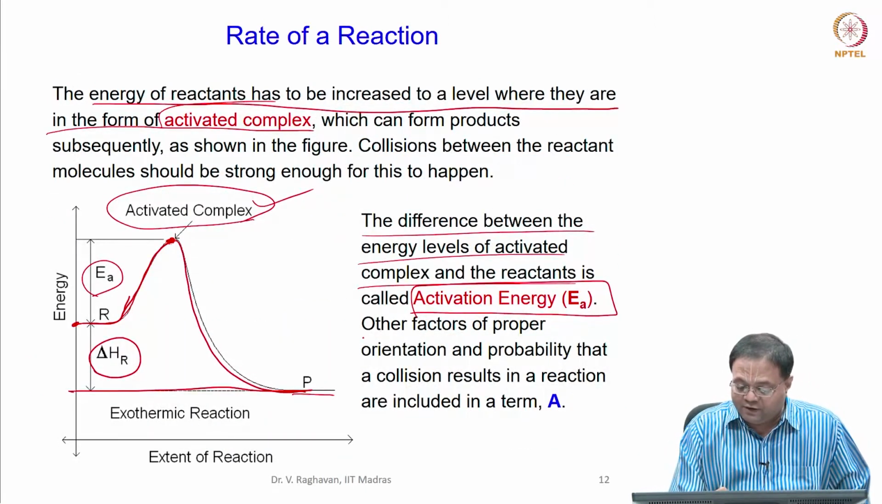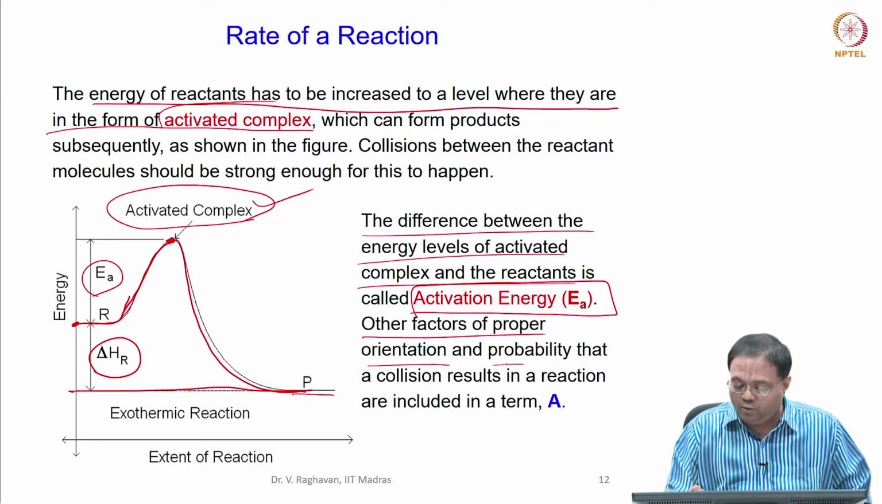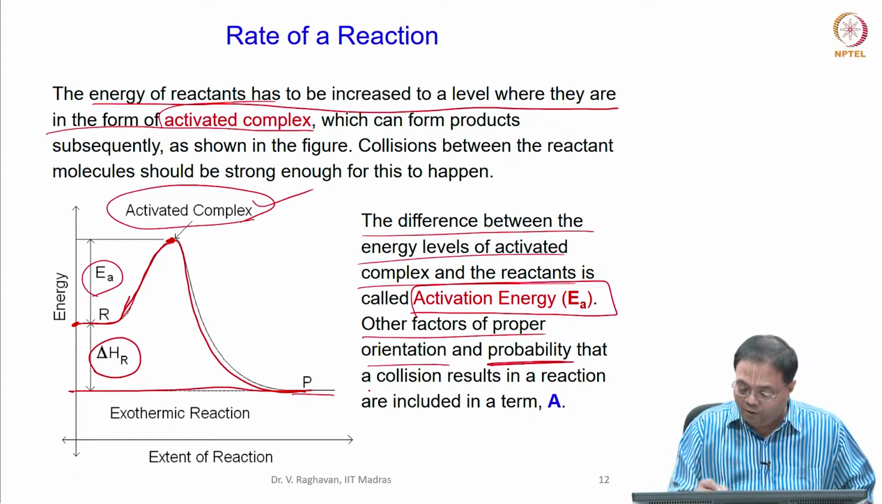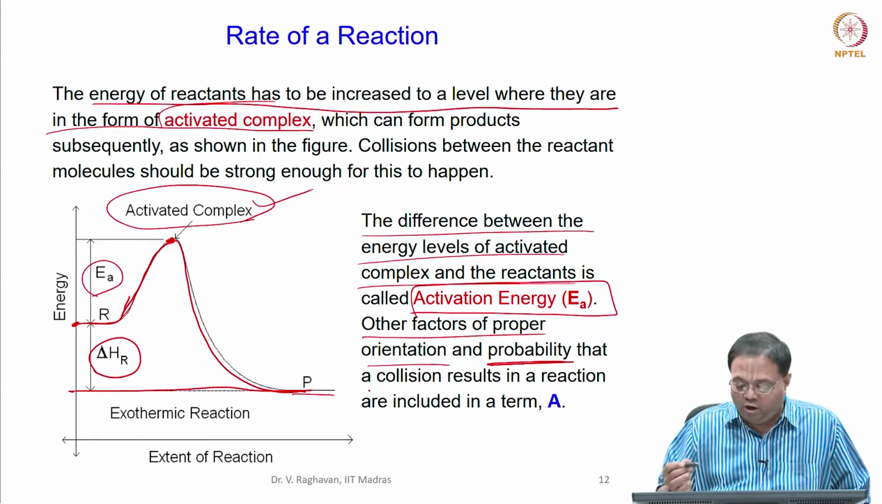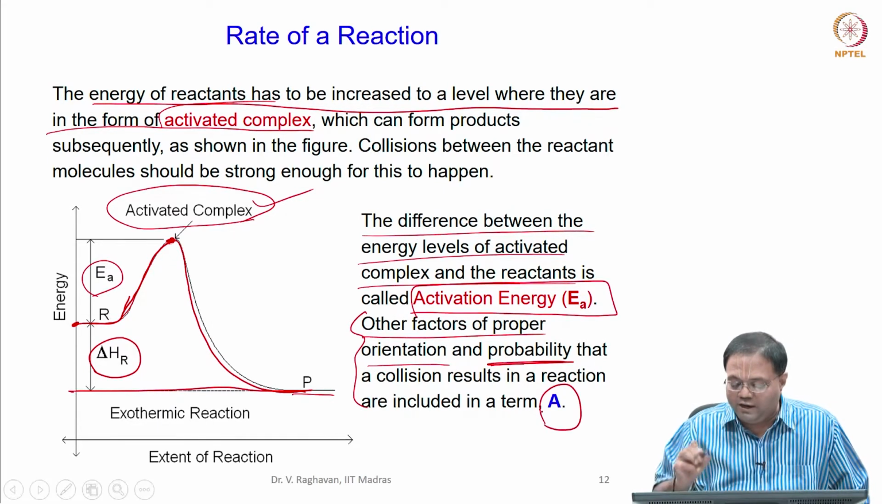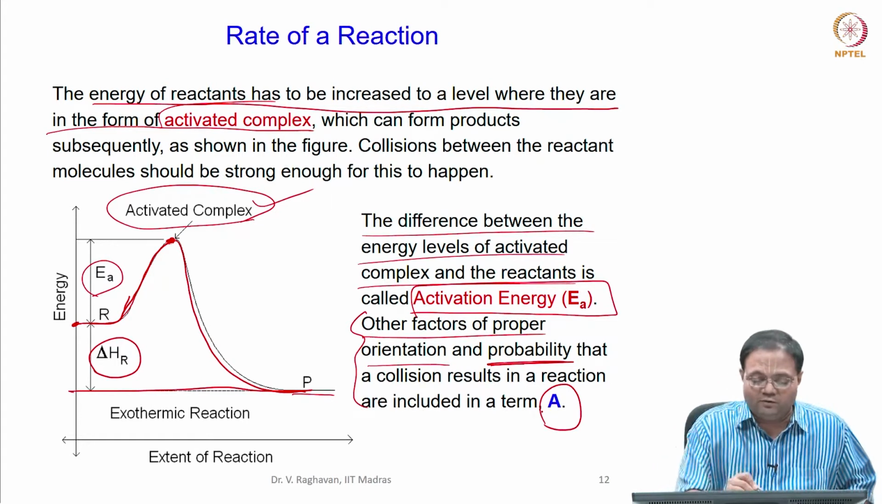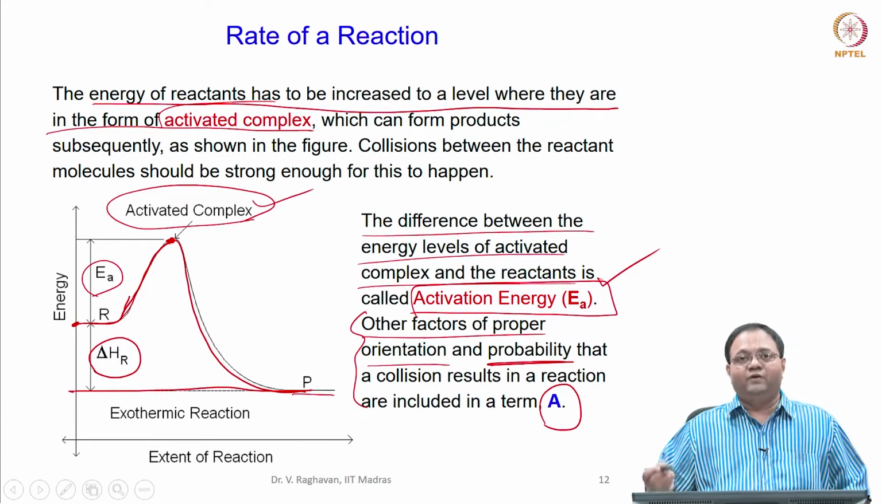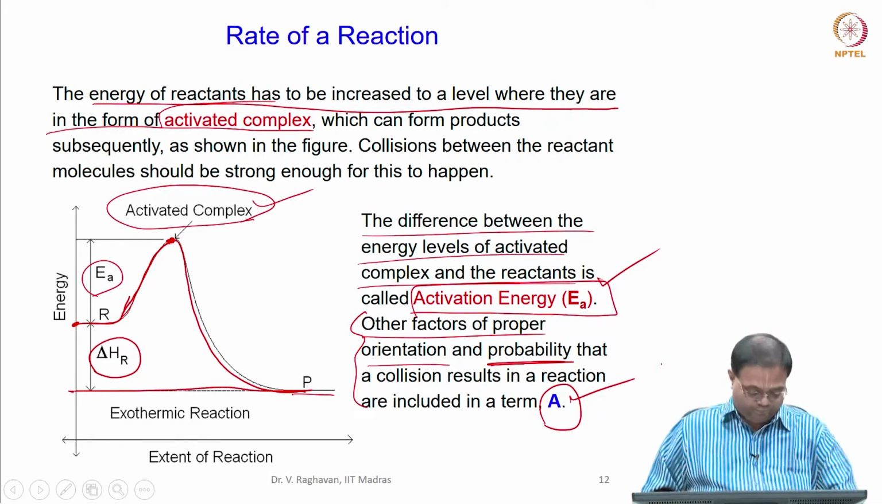Okay. Other factors like proper orientation or the collision between two molecules are probability oriented. So, probability that the collision will result in a reaction. That means that two proper molecules are going to collide or not. So, the other two factors will contribute to a term called A in the rate coefficient equation. The rate coefficient, which is what we are going to now estimate. For that, the energy factor, which is the third one, is nothing but the activation energy, and the first two factors are probabilistic factors, which is going to be included in the term called A.